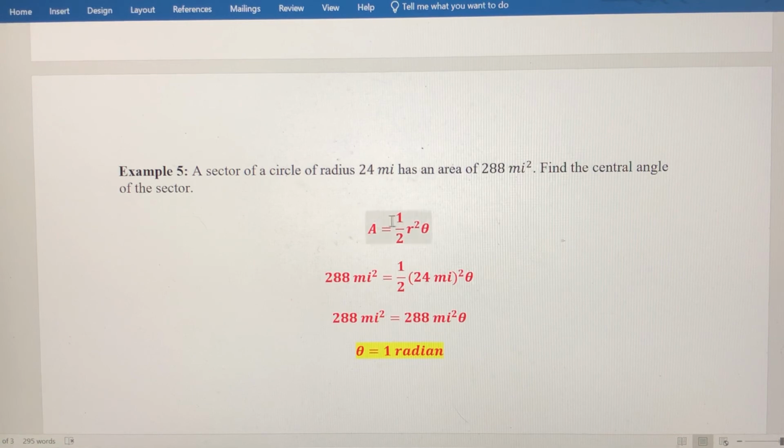So that's how you use this formula to find either the area of a sector of a circle or to find the central angle that's being cut by that sector. You could also solve for r if you needed to. I'm not putting that in the video here, but if you have any questions, please reach out and let me know.